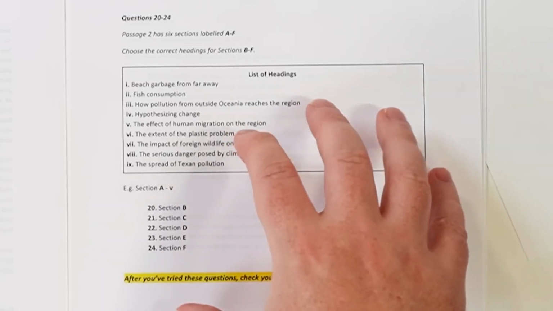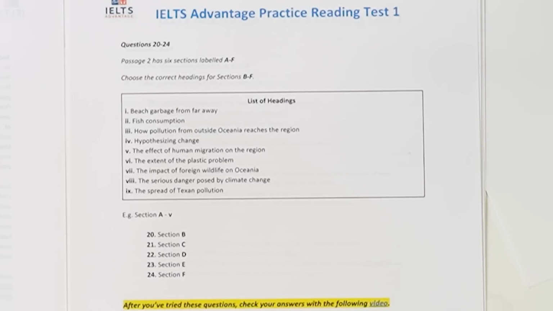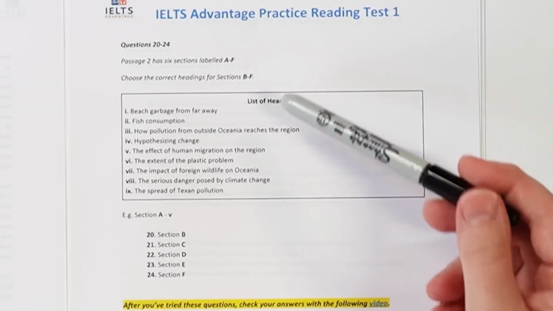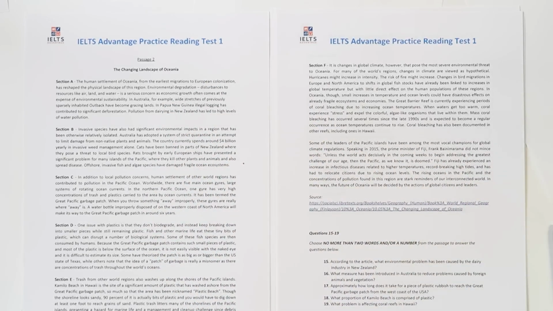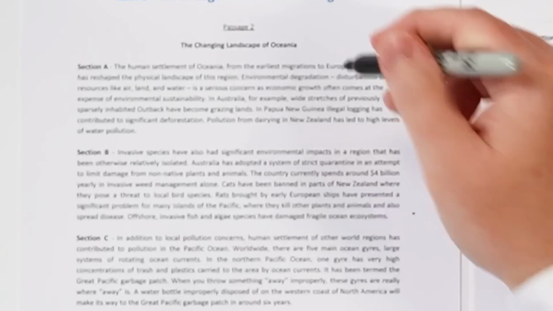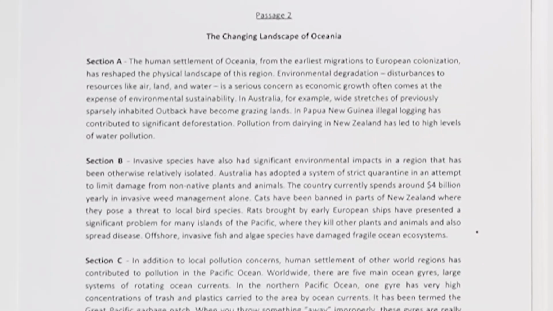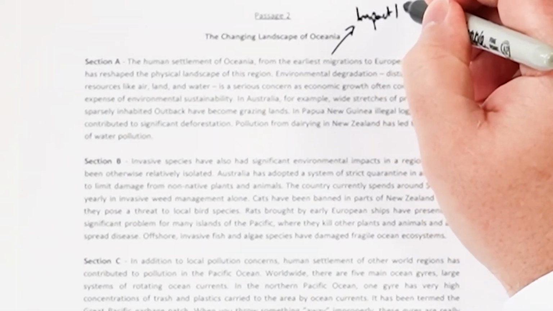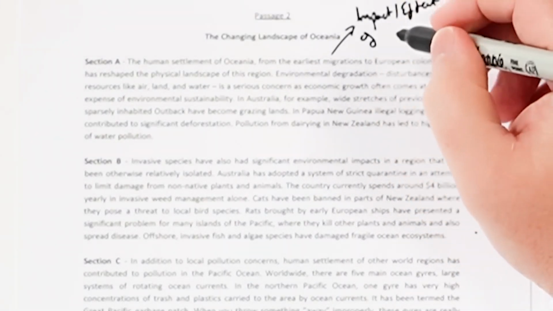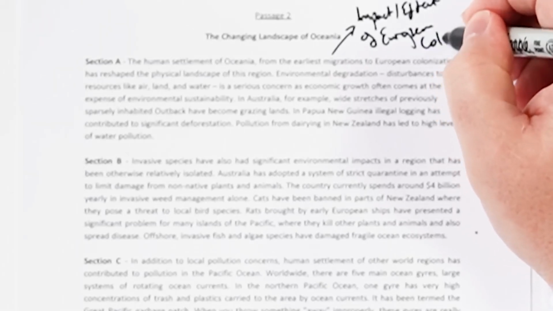So the first thing we're going to do is look and read the instructions. Passage 2 has 6 sections labeled A to F. Choose the correct heading, and then we have 5 questions here. So we're not going to look at the headings. We are going to look quickly at each section here, and we're going to try and create our own heading for each section. So it's really talking about European colonization. So I'm going to have the impact or the effect of European colonization.